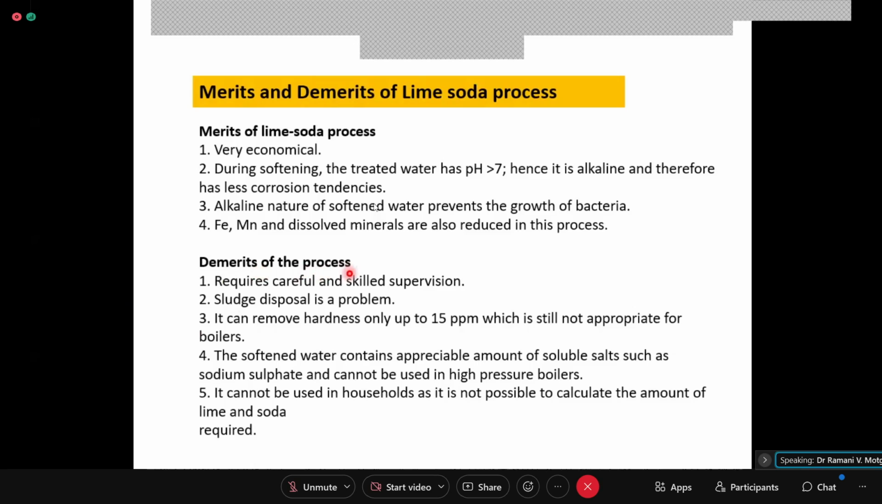Demerits of this process are: the very first one is residual hardness is there. It requires careful and skilled supervision. Sludge disposal is a problem. Yes, of course, sludge disposal is a problem. It can remove hardness only up to 15.